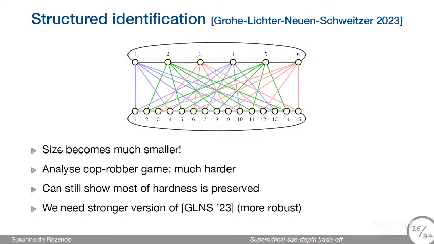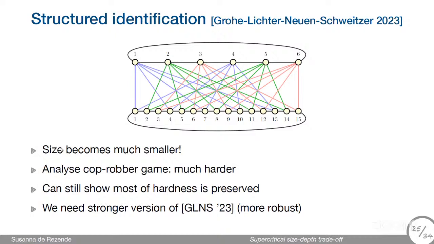So the size becomes much smaller, but now we have to analyze the cops and robber game in this compressed graph, where, since we identified things, once one cop lands on one vertex, he's actually on several different vertices at the same time. So he has these clones all over the graph. If you chose this identification in a very smart way, these clones will be placed in such a way that it won't really help the cops catch the robber. So that's what you have to show, so that this hardness is still preserved.